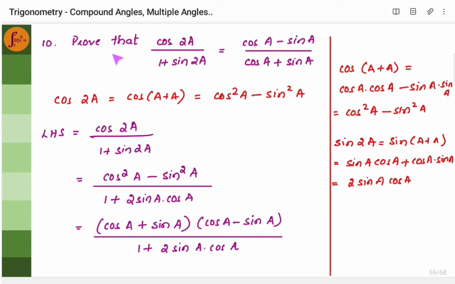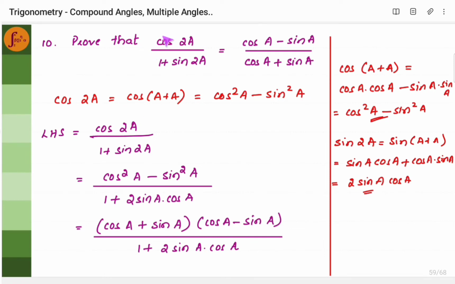Let's go through another problem where we have to prove that cos 2a by 1 plus sine 2a is equal to cos a minus sine a by cos a plus sine a. Now, we will have to substitute formulas for cos 2a and sine 2a. Cos 2a is cos square a minus sine square a. And sine 2a is 2 sine a cos a. I put the derivation also here just for reference. So, these are the formulas. Now, we'll substitute both of these formulas here.